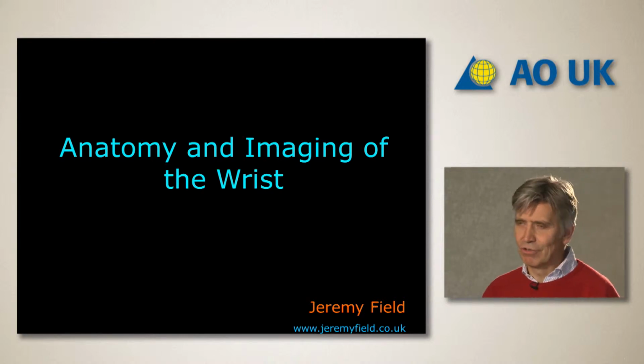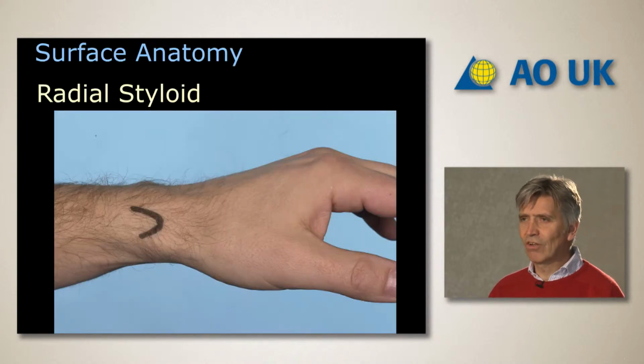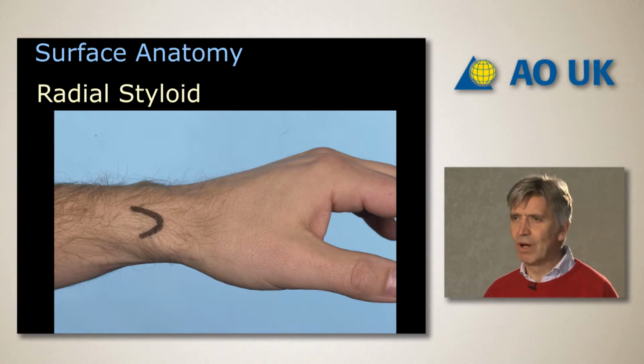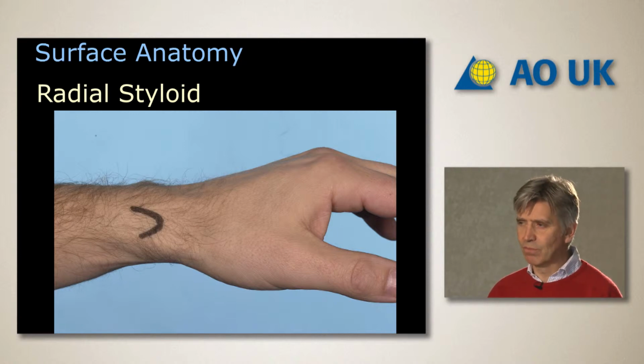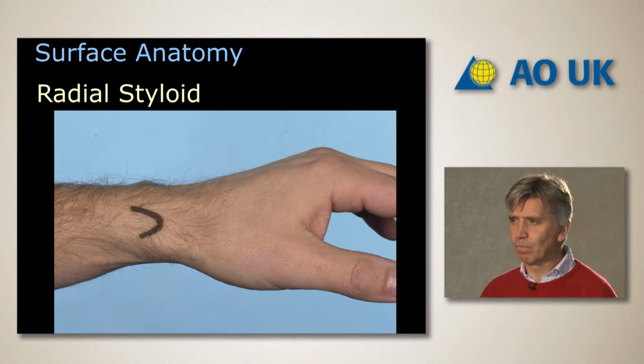Anatomy and imaging of the wrist. We're going to start off with some surface anatomy and some bony landmarks that you can feel on your own wrist as we go through the talk. Firstly, the radial styloid, very obvious, rounded bony prominence at the base of the thumb.